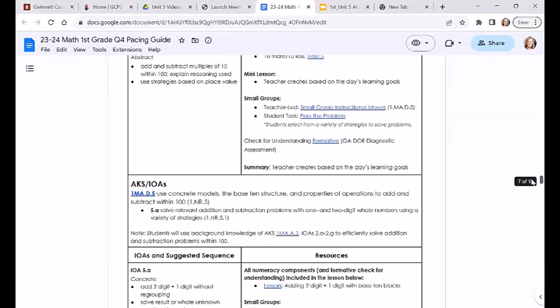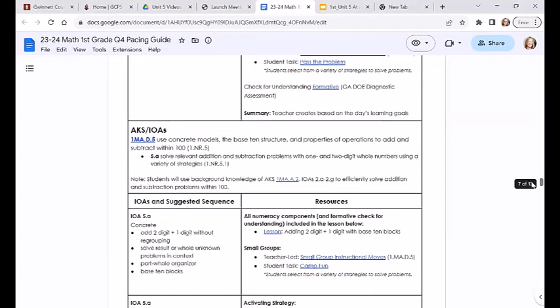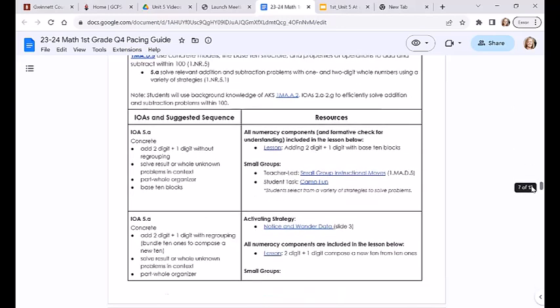Now we finally reach IOA 5A, and you guys, this is where the majority of your time is going to be spent in this unit. We are going to add and subtract 1- and 2-digit whole numbers using a variety of strategies. So you see day 1, we have concrete, and we are only focusing on addition at first. So we're going to add 2-digit plus 1-digit without regrouping.